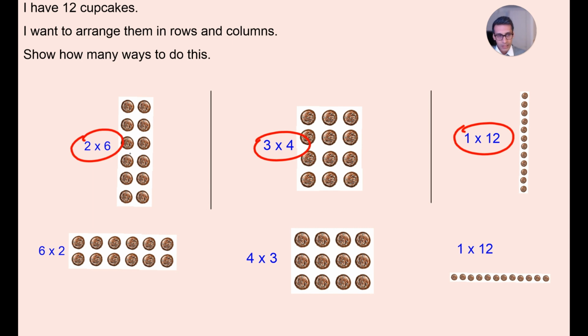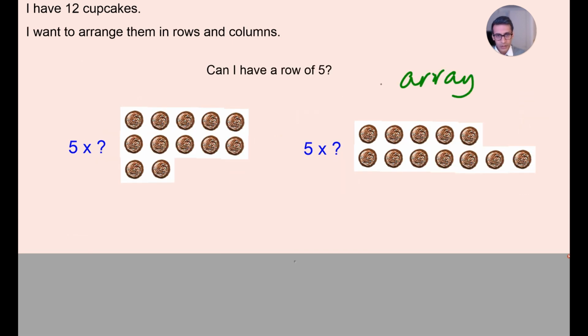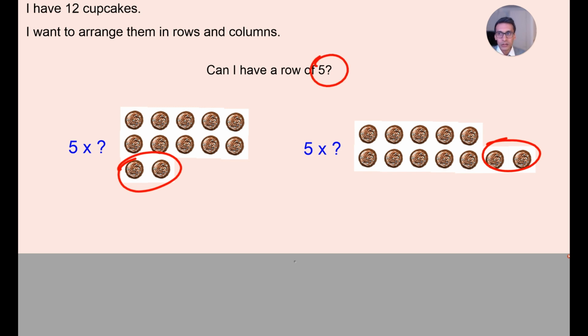Now, what you've actually done here is these arrays show factors. So 2 is a factor of 12, 6 is a factor of 12, so is 3 and 4 and 1 and 12. So how about the number 5? Now you can see the array doesn't quite work because we've got a remainder of 2. Now I've shown it 2 different ways. It's up to you where you put the final 2 cupcakes, but you can see it doesn't quite work here because of the remainder. So we can say that 5 is not a factor of 12.